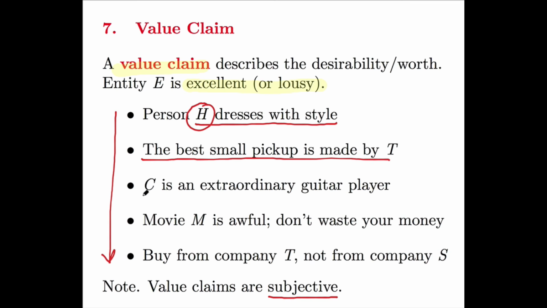So some other examples, C is an extraordinary guitar player, or I might just say C plays the guitar very well. C is a master at the guitar. Movie M is awful. Don't waste your money on this movie. If you're going to buy a bicycle, and I'm talking a road bike here, I like to road bike, buy from company T, not from company S. And again, I don't want to pick out specific companies, so I'll just use T and S.